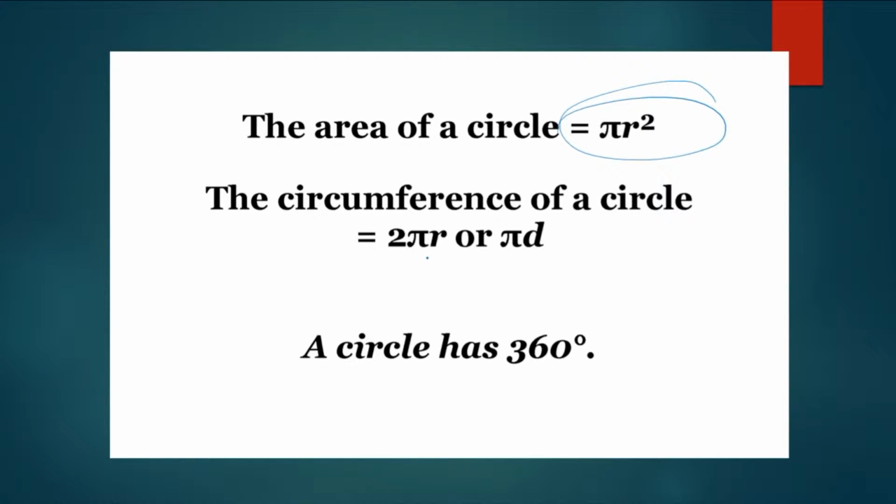So next is circumference. Circumference is 2 pi r or pi d. I put 2 pi r first because you're likely to get radius before you get diameter. Finally, a circle has 360 degrees inside of it. It's just something you need to know moving forward.